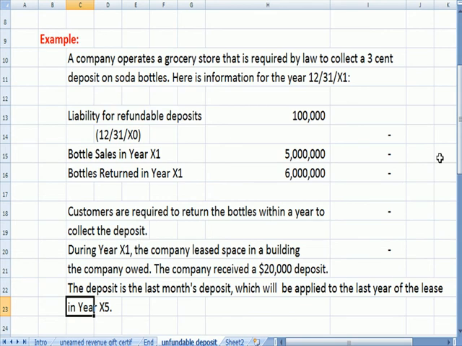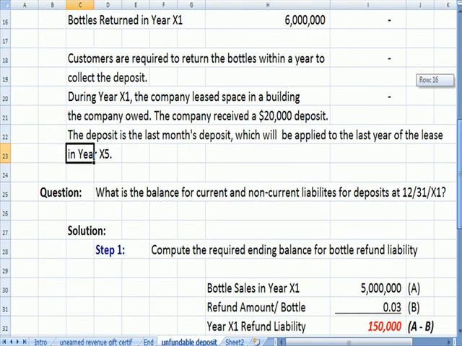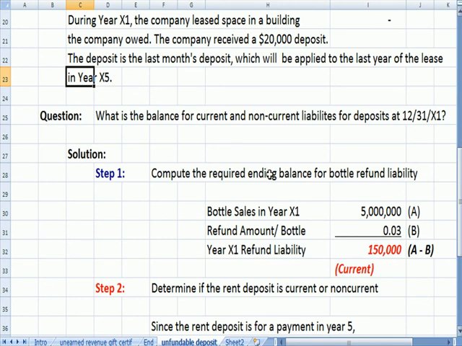And if you ever signed a lease on an apartment or some other asset, you may have paid the same thing. So the question we're asked is about 2 different liabilities. What's the current and non-current deposits at the end of X1? A deposit is a liability because there's a likelihood we'll have to pay somebody back that deposit money. With the bottles, it's some vendor or some legal government entity, and with the lease payment, it would be paying back that last year of the lease. For some reason, the lease could be legally voided.